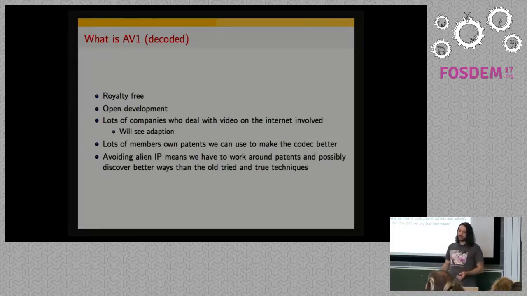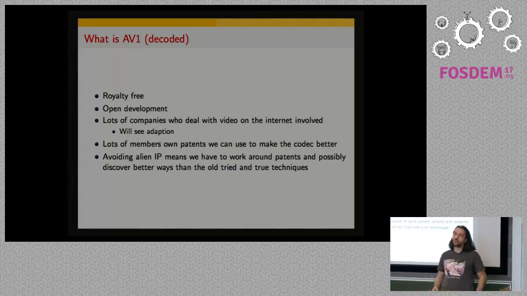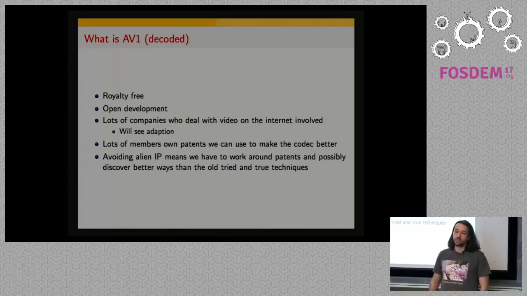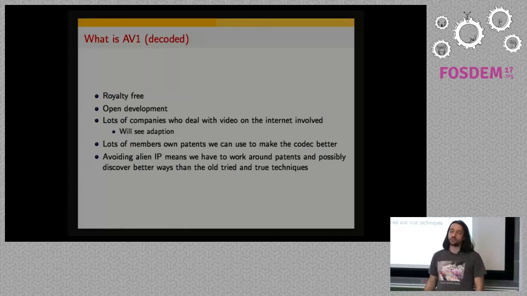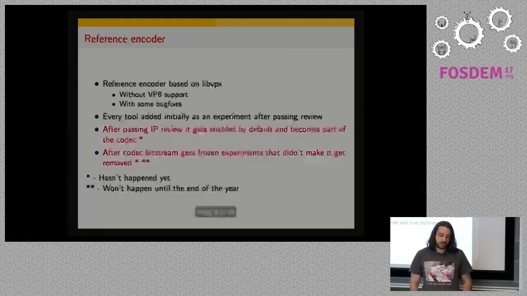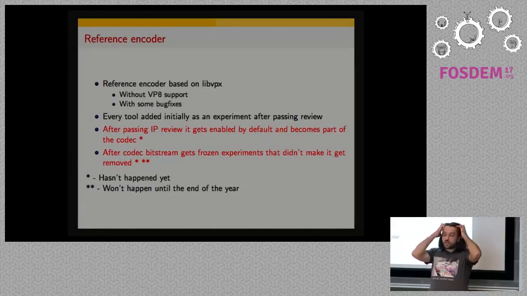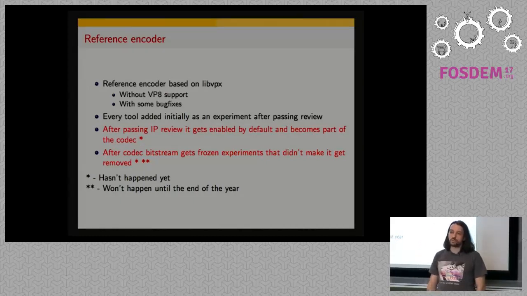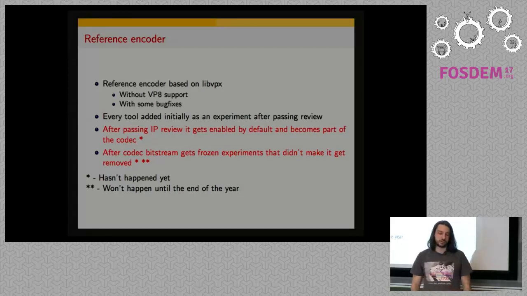So now, unfortunately, not all companies have joined. So there is still some intellectual property out there which we cannot use. So that means that we have to get clever, and we have to go around that in some ways. And the whole process of going around means rediscovering new ways of doing something which might or might not be more efficient. So moving on. The reference encoder is based on VP9 without VP8 support, but with bug fixes. Some of those big bug fixes were meant to go into VP9, but didn't. So they made it into VP10, but VP10 got turned into AV1, and so we carry on.